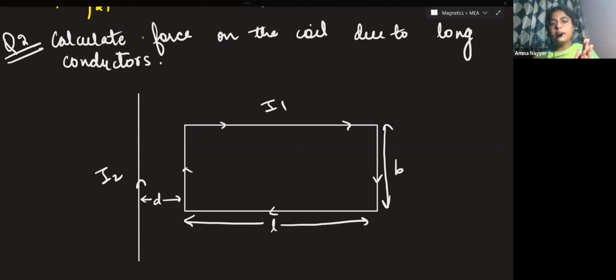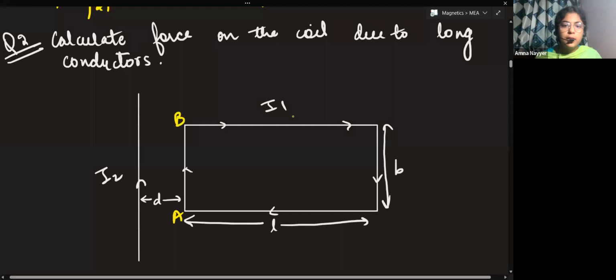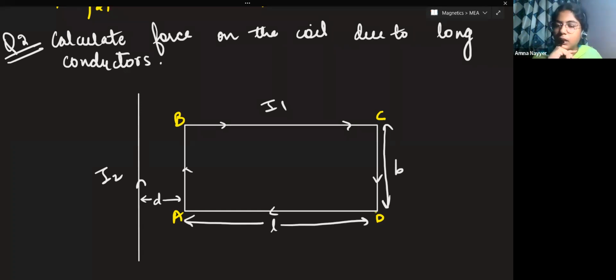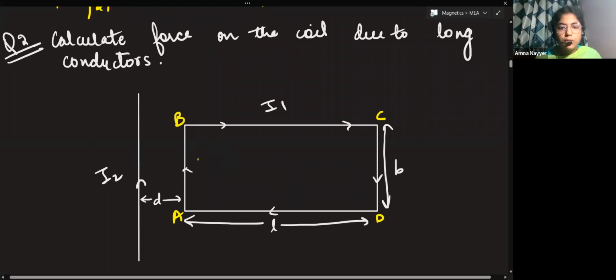See, basically in this question, you have to find out the force on the coil due to the conductor. So I2 is the current flowing upwards, I1 is moving in this rectangular coil. Breadth is B, length L is given to you. You have to find out the force. There are 4 conductors technically in this rectangle. Let me name them A, B, C, D. So AB acts as one conductor, BC acts as one conductor, CD acts as one conductor, DA acts as one conductor. So there will be force here also.